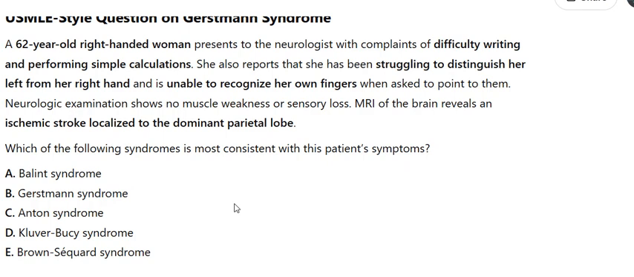A. Balint syndrome. B. Gerstmann syndrome. C. Anton syndrome. D. Klüver-Bucy syndrome. E. Brown-Séquard syndrome. The answer is B. Gerstmann syndrome.